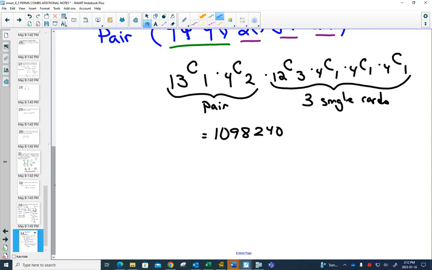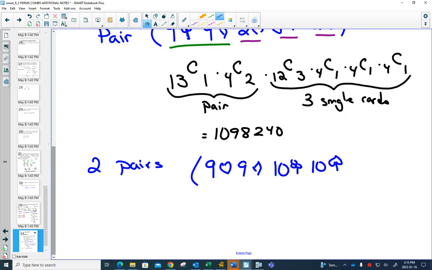Now, if we wanted to count 2 pairs, that would be a hand that says, oh, I could still get 2 9s, but I could also have with it 2 10s and 1 other card. That's an example of 2 pairs. In poker, 2 pairs is better than 1 pair. Why is it better than 1 pair? Well, it's supposedly harder to get.